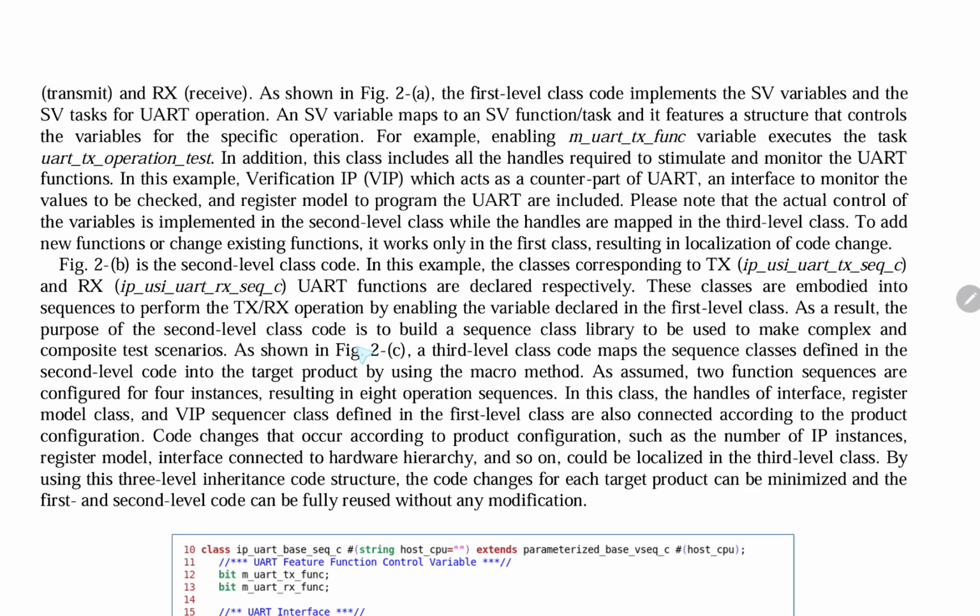As shown in Figure 2-C, the third level class code maps the sequence classes defined in the second level code into the target product by using the macro method.